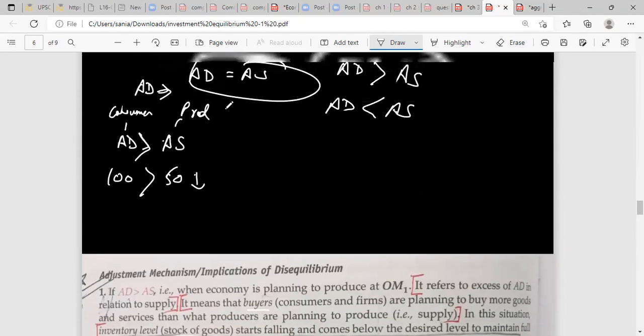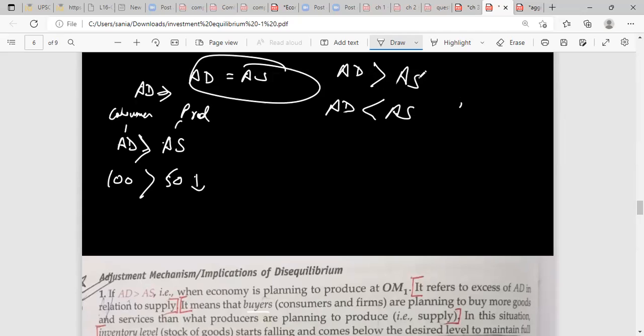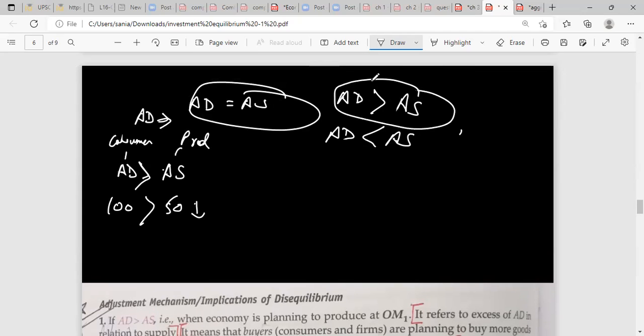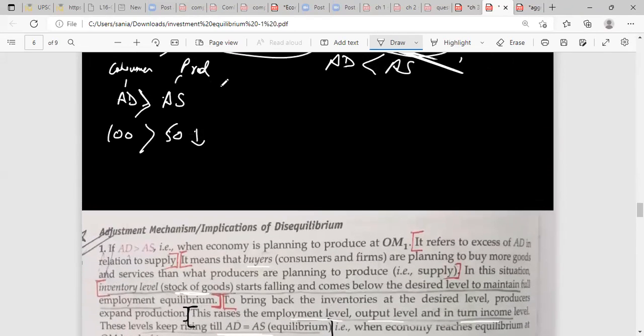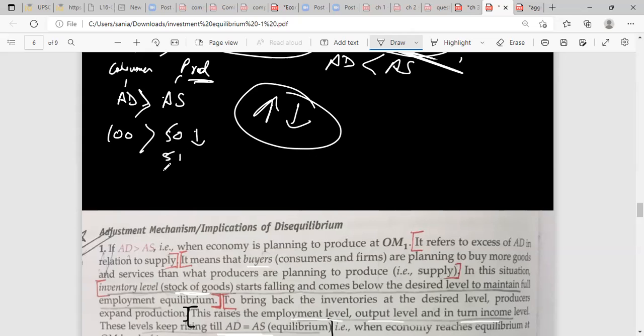Now the question is why we are studying this. The question is, if this is the situation, you have to bring it to this. So how will you bring this situation to this? Halima, just tell me, if you are a producer, what will you do? Will you increase your production or decrease your production? You will produce more. Yes. So you will start producing more, 51, 52, 53, like this.